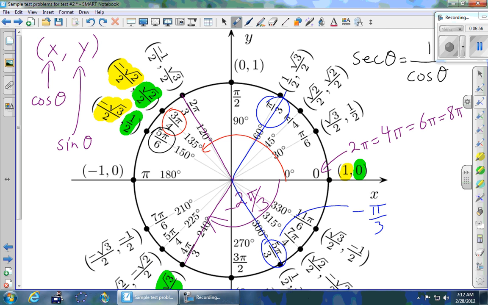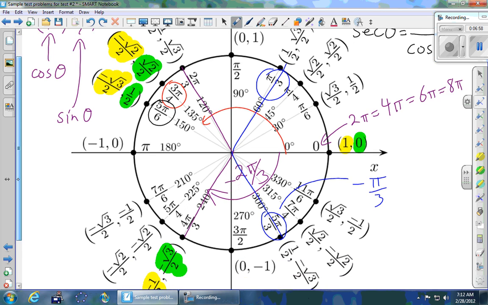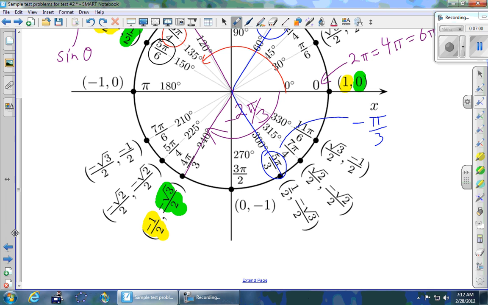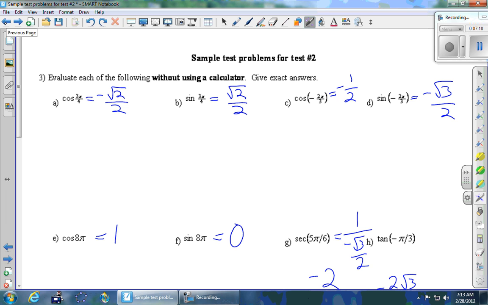And again, all we need is the x is cosine and the y is the sine. So we'll highlight the x in yellow and the y in green. So the cosine of negative pi over 3 is 1/2, and the sine of negative pi over 3 is negative root 3 over 2. What we're looking for here is the tangent of negative pi over 3.